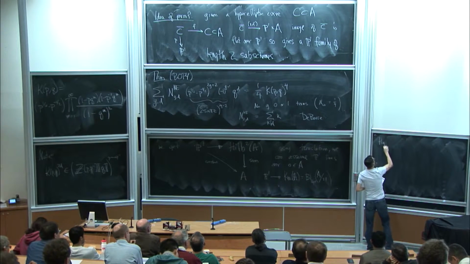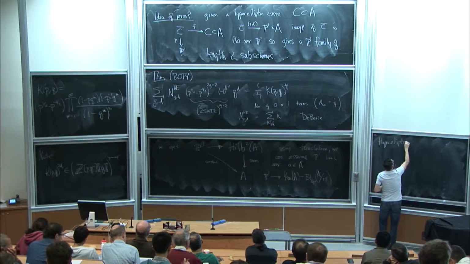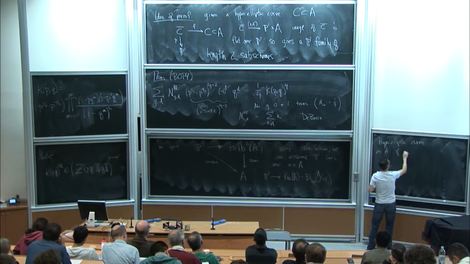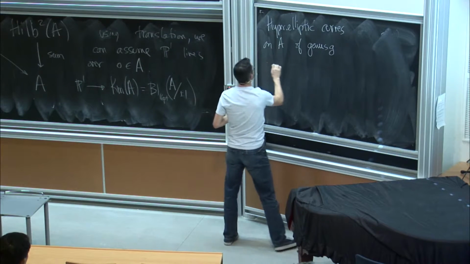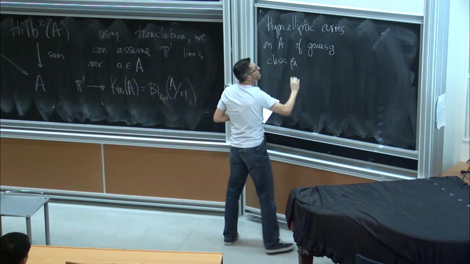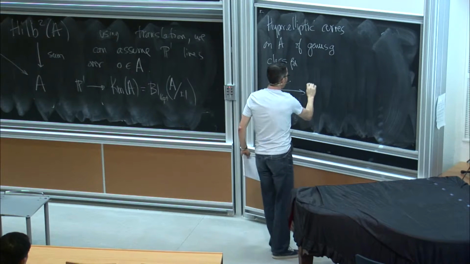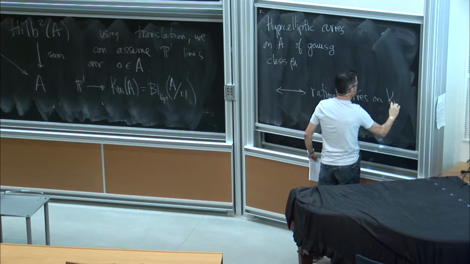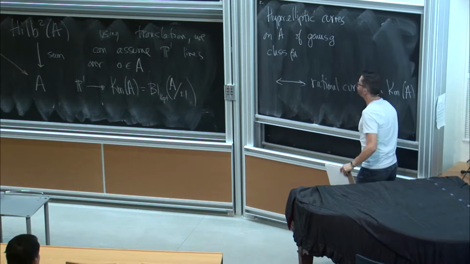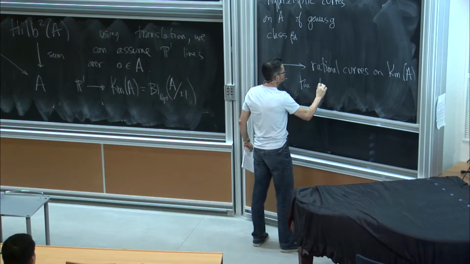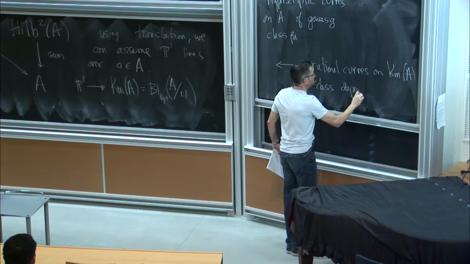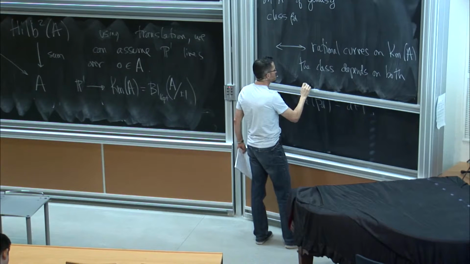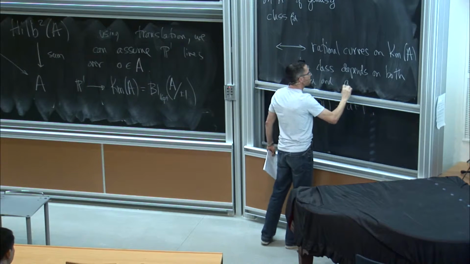So let's write that again. So I have hyperelliptic curves on A of genus G, class beta D, and these correspond to rational curves, and where the class, you have to work through this construction, depends on both beta D and G.